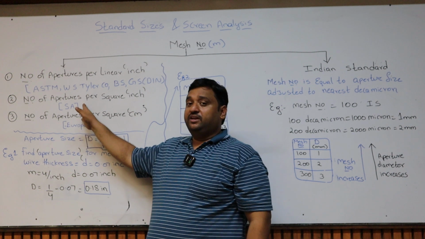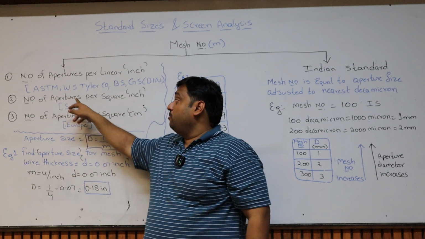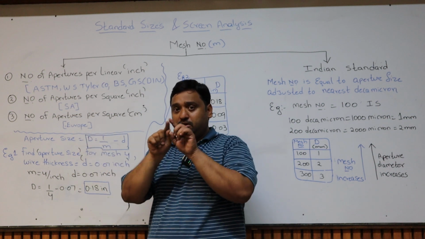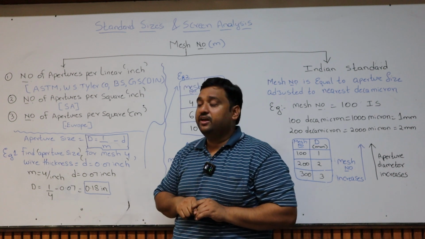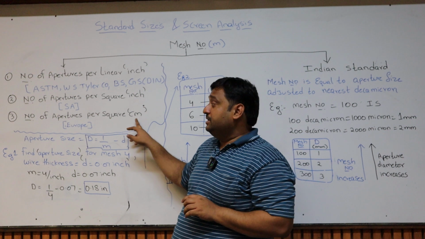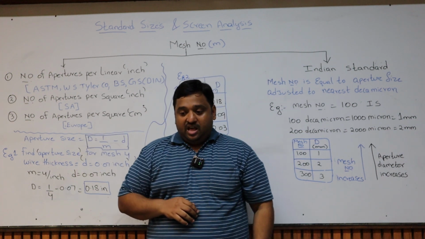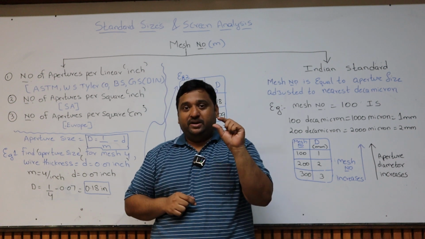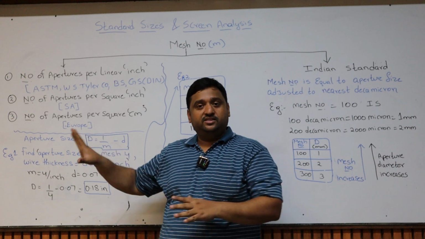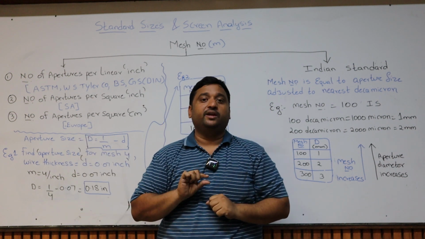In South African countries, it is defined as the number of openings or apertures per square inch. That means these people typically follow the square inch idea. The number of apertures per square centimeter is typically followed in European countries. These are the definitions. As I told you, once the mesh number is specified, we should know the diameter of the opening. There is a formula connecting the mesh number and the diameter of the opening.